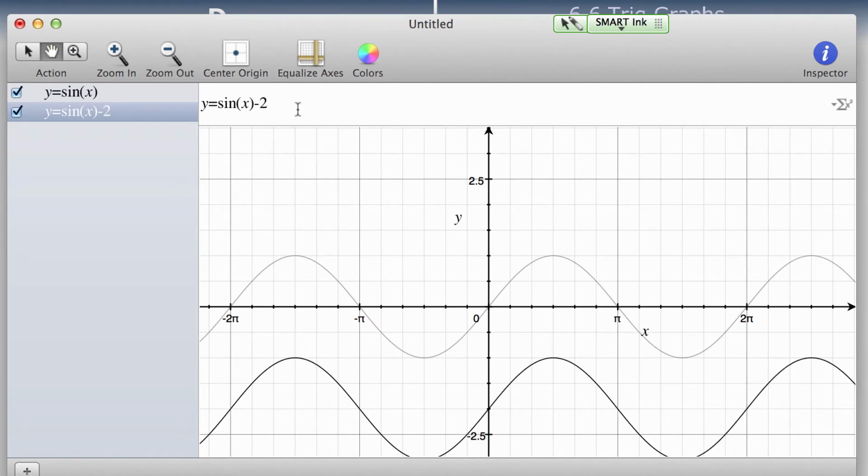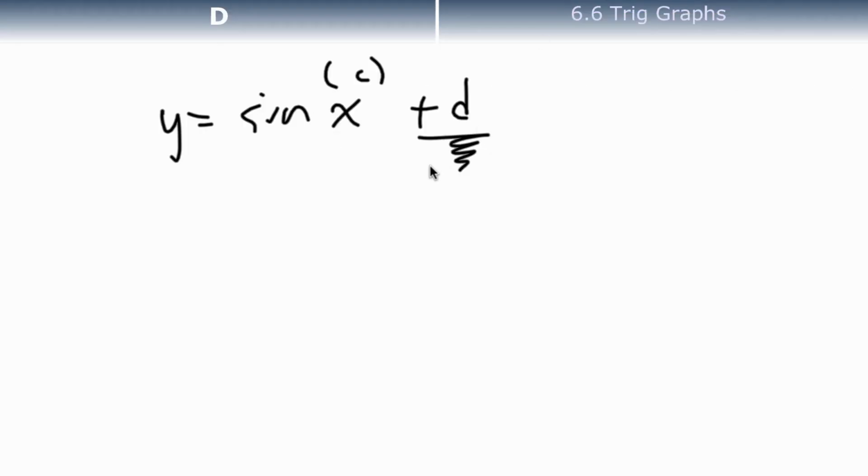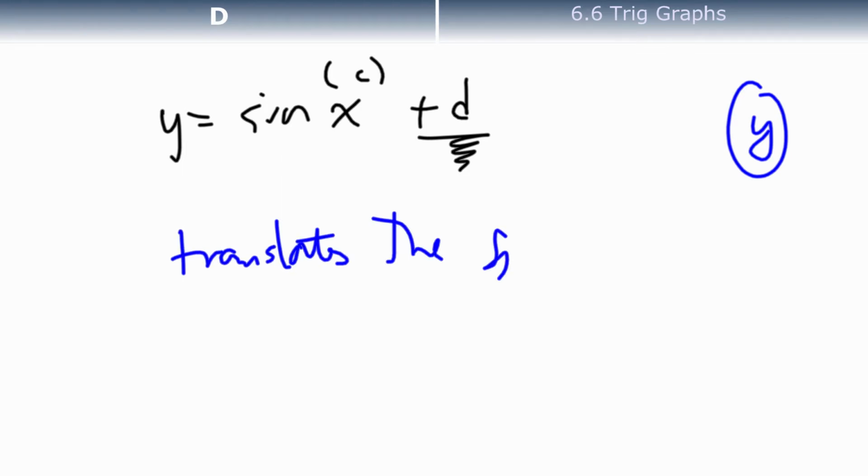You get the idea with D? Not a whole lot of trouble. So D, again, it affects Y values, and it just translates the graph, sorry for my writing, either up or down, depending on the sign. It goes up if it's positive. It goes down if D is negative. Okay, good. So that's A and D done.